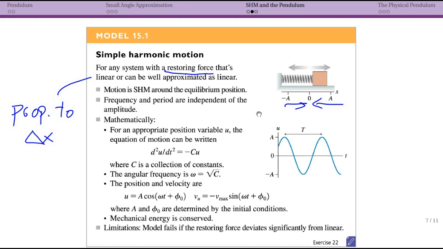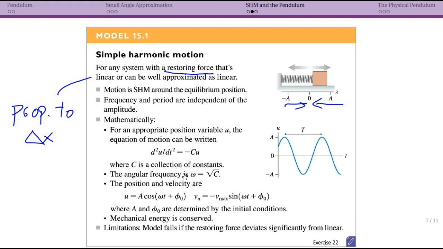Now, this is amazing, and it's always going to be true for simple harmonic motion. It's not going to depend on all of the variables that you expect it to. So mathematically, we're always looking for an equation of motion where the second derivative with respect to time of some coordinate is equal to negative, that's the restoring force, bringing it back to equilibrium, times some proportionality constant c, again, a collection of constants that come from the physics, times u, the position itself. So this is by default the restoring force, it must exist. And omega, that angular frequency, is going to be the square root of c.